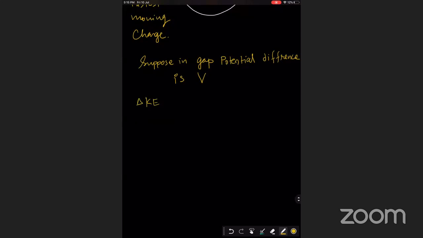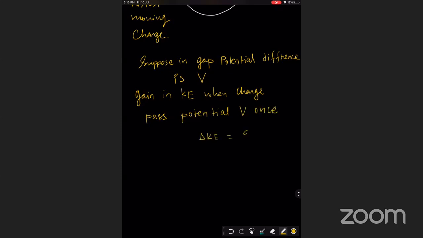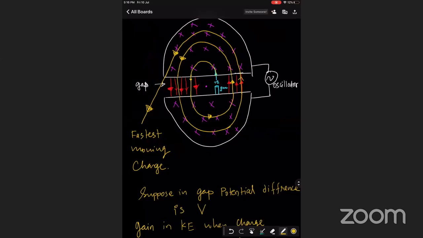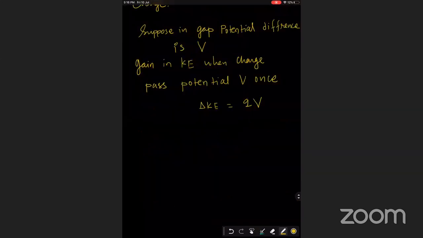Gain in kinetic energy when charge Q passes potential V once. So you can say kinetic energy is equal to Q into V. Do you remember that formula, Q delta V? Yes, sir. Okay. In one turn, how many times, Kartikeya? एक चक्कर में गैप से कितनी बार निकलेगा? 2 बार, है ना? हाँ, sir.